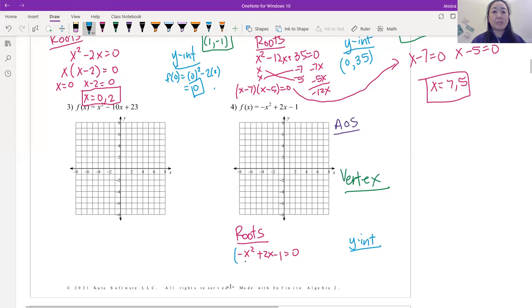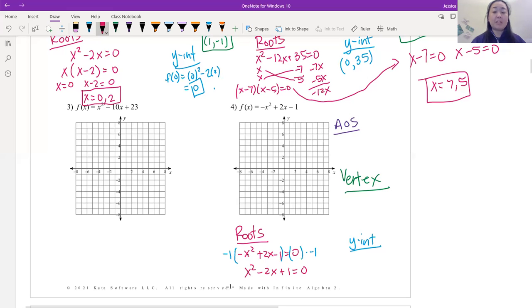So what I'm going to do is multiply both sides by negative 1. And if I do that, I'm not changing the value. I'm just changing the way it looks. Right? Because then what do we get? It's going to be x squared minus 2x plus 1 is equal to what? 0. This is the power of 0.